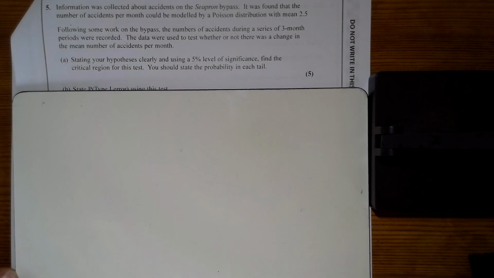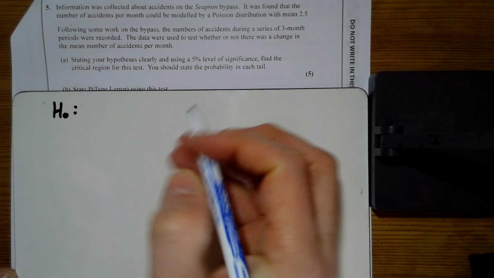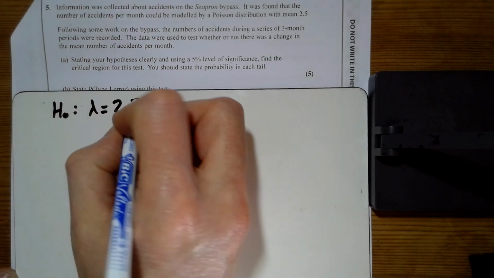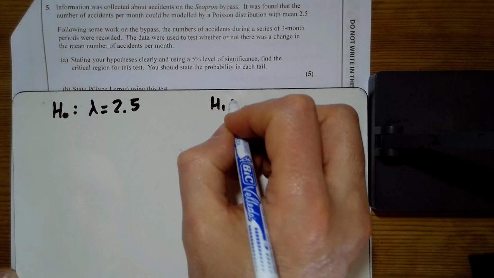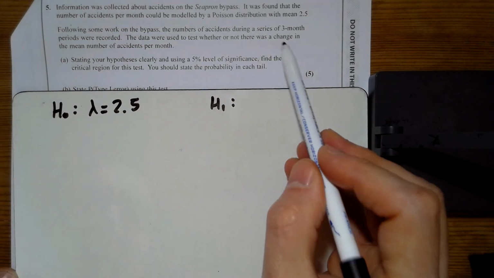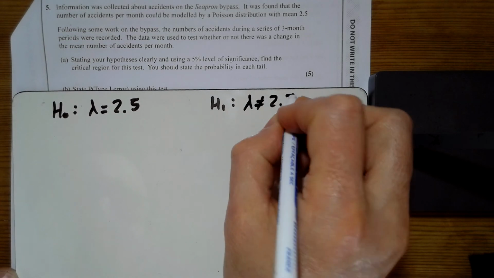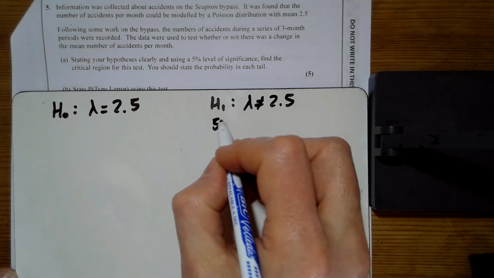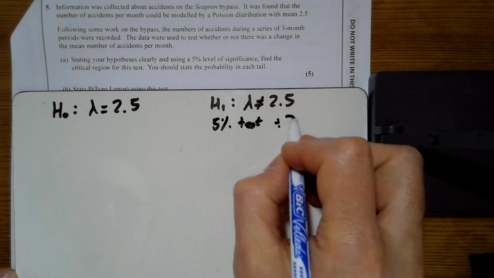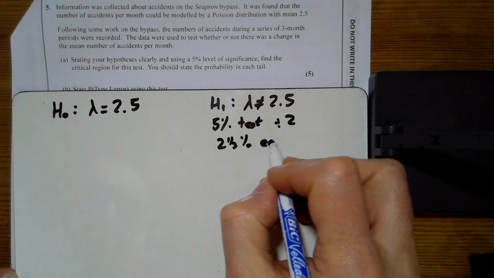So for question 5, we've got a hypothesis test to do. The hypothesis test, they originally had a mean of 2.5, so we'll have lambda is 2.5, and the alternative is whether or not there's been a change. So it does not equal 2.5. We're doing a 5% test, and so we'll divide that by 2 because we've got 2.5% at each end.